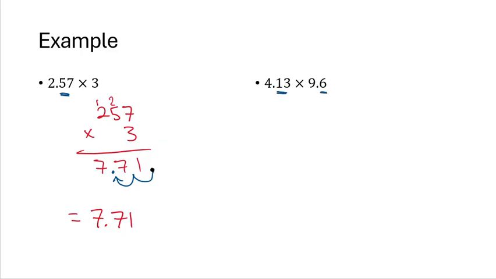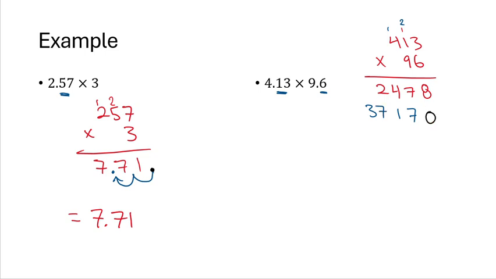Now, in my next example, I have 3 numbers after the decimal point, but that'll come into play later. Let's just figure it out like normal. 413 times 96. That becomes 18, carry the 1, that becomes a 7, because 1 times 6 is 6, plus 1 is 7, and then 4 times 6 is 24. 9 times 3 is 27, put the 7 here, carry the 2. 1 times 9 is 9, plus 2 is 11, carry the 1. 4 times 9 is 36, plus 1 is 37, put the 0 there.